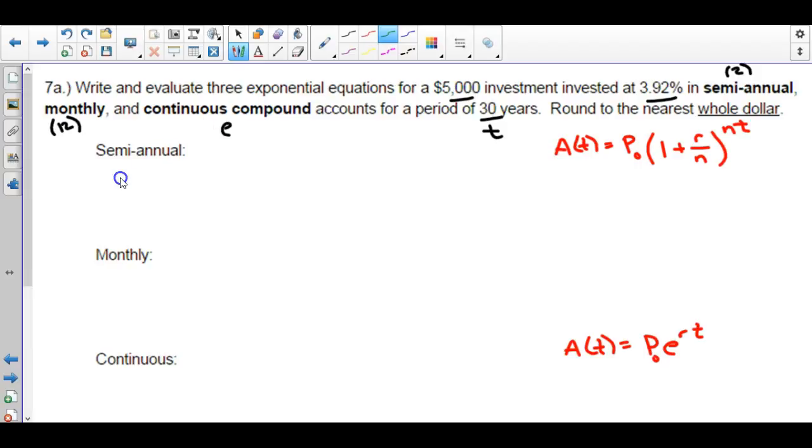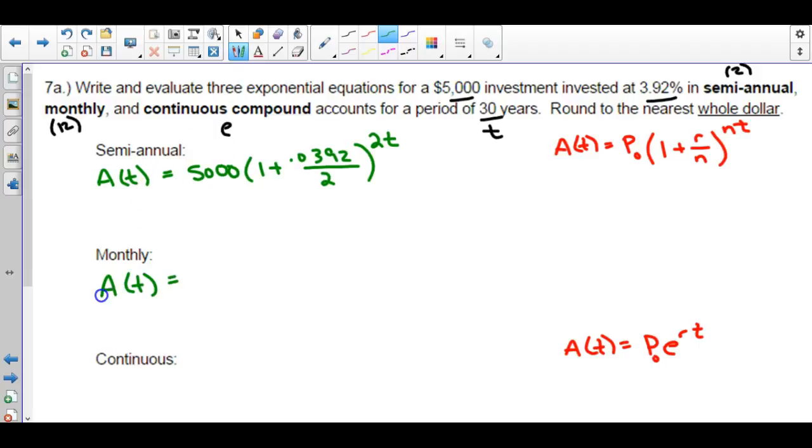So I'm going to write my 2 equations first. A of t equals, my original amount was 5,000, and I'm going to use 1 plus my interest rate, 0.0392. It's semi-annual, so that means it's compounded twice in a year, to the power of 2t. And then I'll do the same thing for this one. I'll do A of t equals 5,000. And this one's monthly, so the only change that we're going to see here is that my denominator is going to be 12 now. And then same thing for my power. I would write 12t.